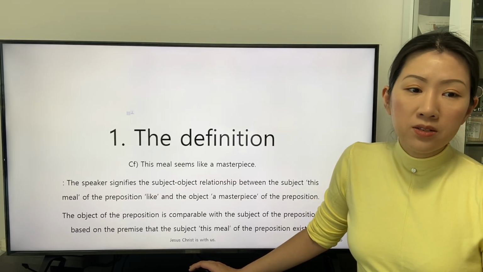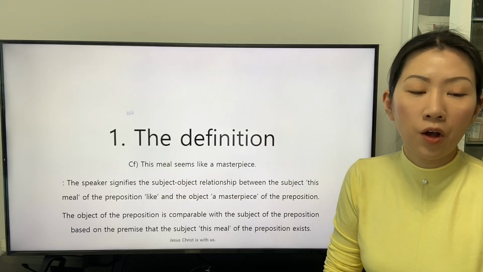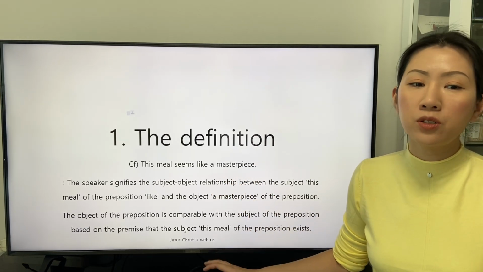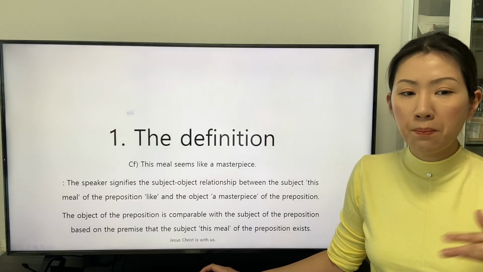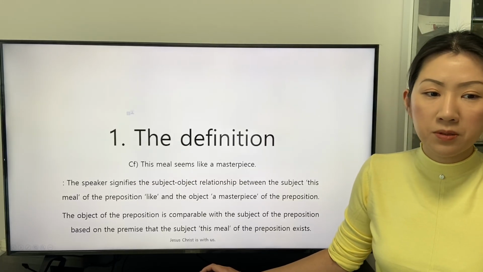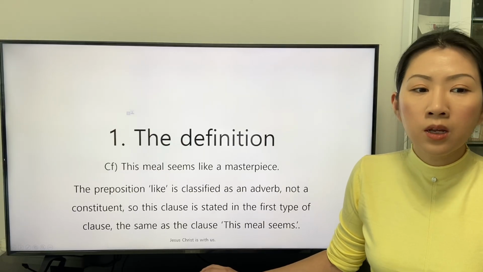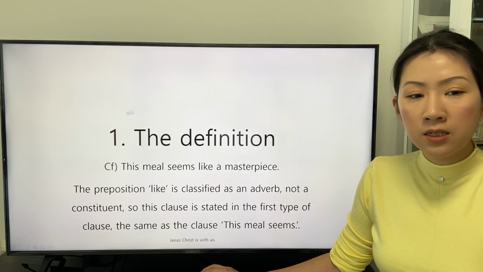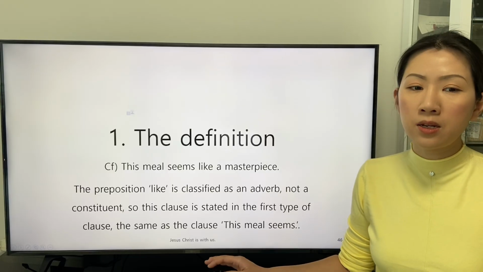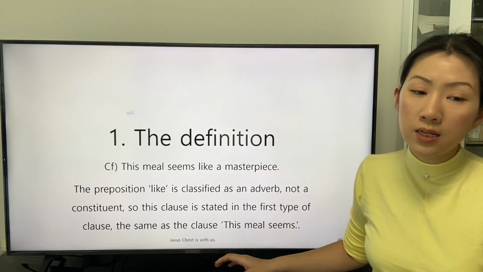The speaker signifies the subject-object relationship between the subject, this meal, of the preposition like, and the object, a masterpiece, of the preposition. The object of the preposition is comparable with the subject of the preposition based on the premise that the subject, this meal, of the preposition exists. The preposition like is classified as an adverb, not a constituent. So this clause is stated in the first type of clause, the same as the clause, this meal seems.